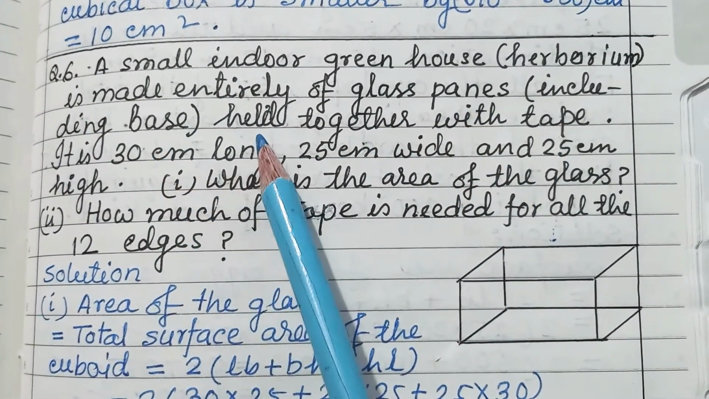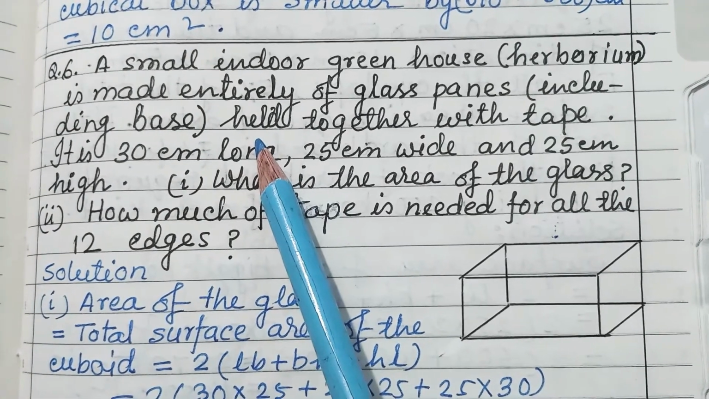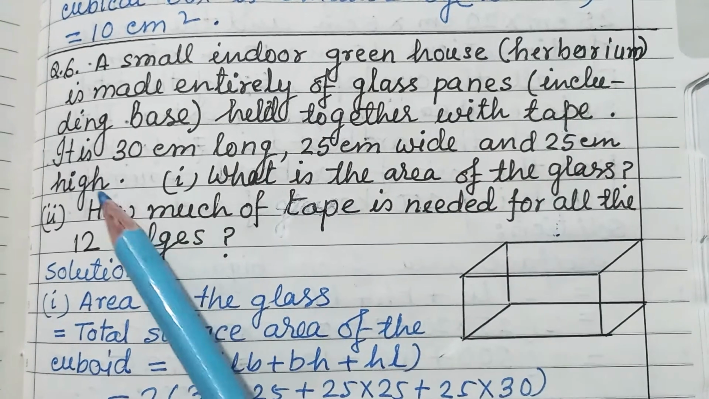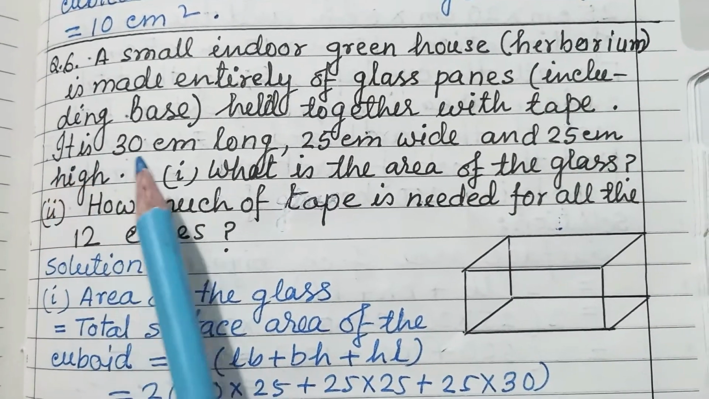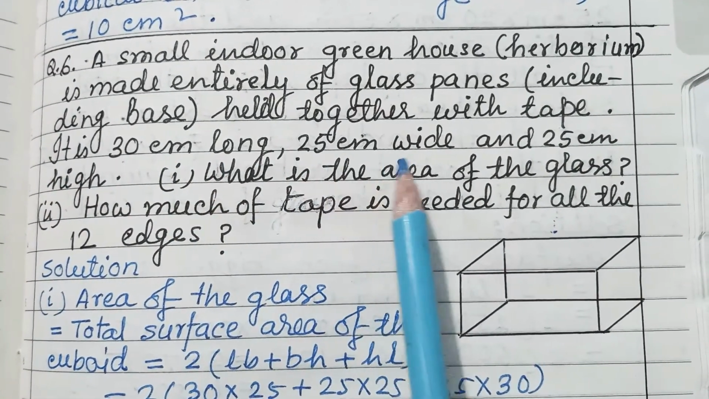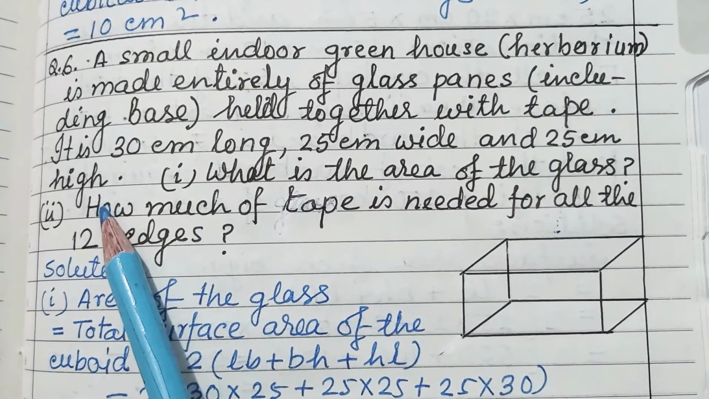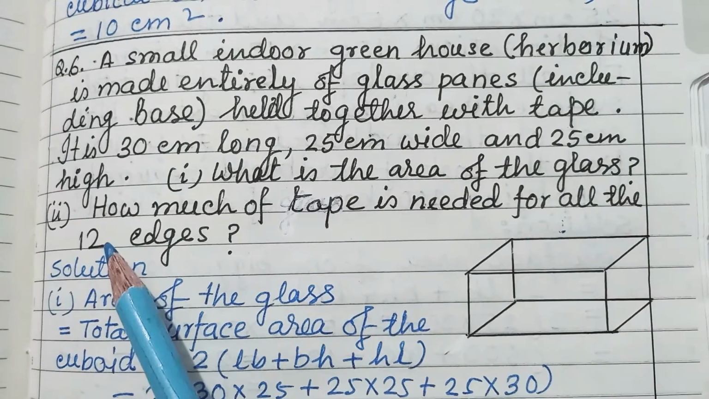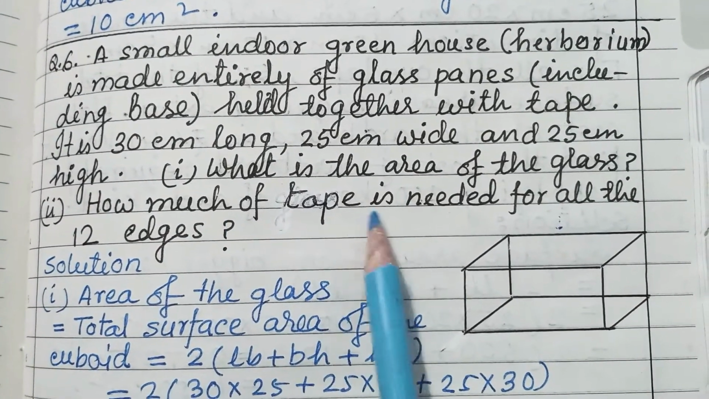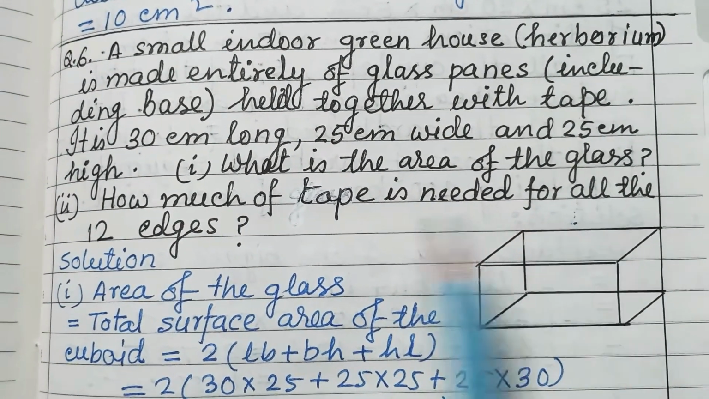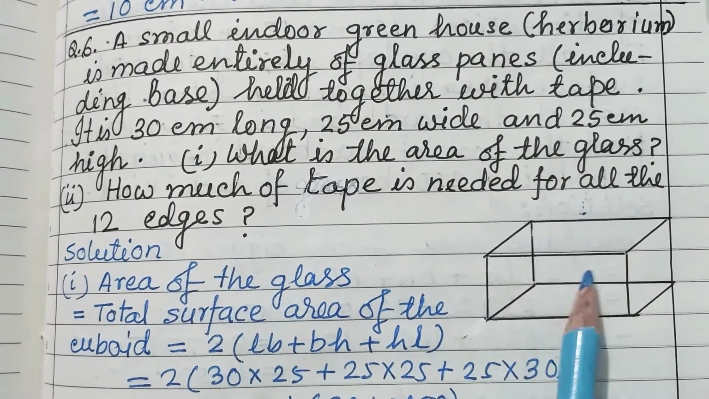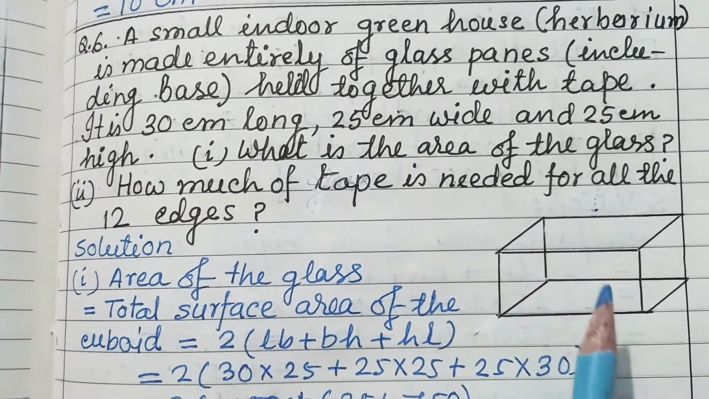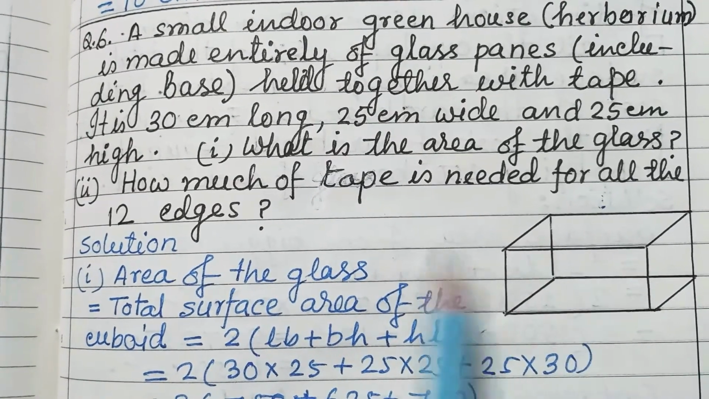held together with tape. It is 30 centimeter long, 25 centimeter wide and 25 centimeter high. What is the area of the glass and how much of the tape is needed for all the 12 edges? So okay, suppose this is the box, all the 12 edges we have to join with tape.